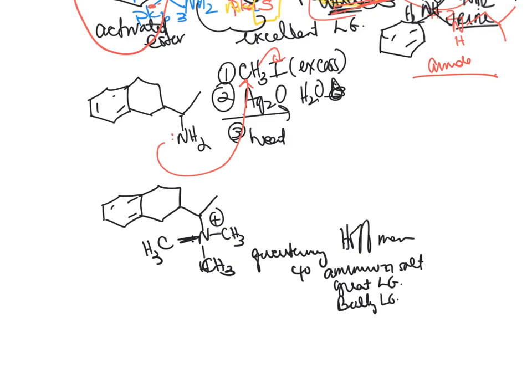Now what's the counter ion here? With the silver oxide and water, the counter ion becomes OH-. And we know that's a strong base. Now, this is your alpha carbon with your leaving group, your bulky leaving group.